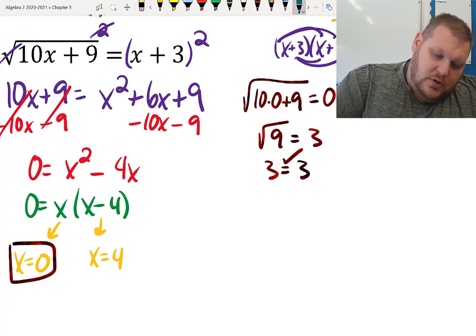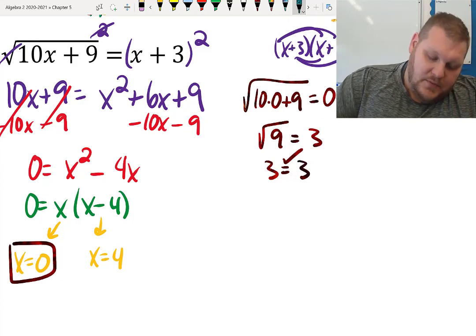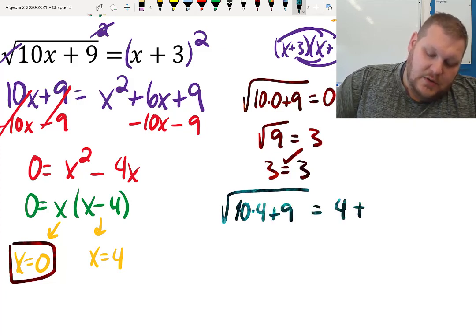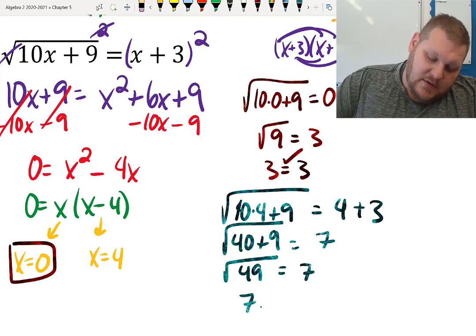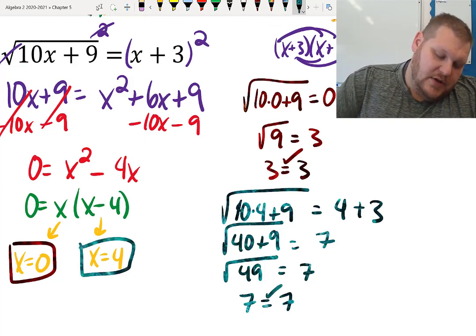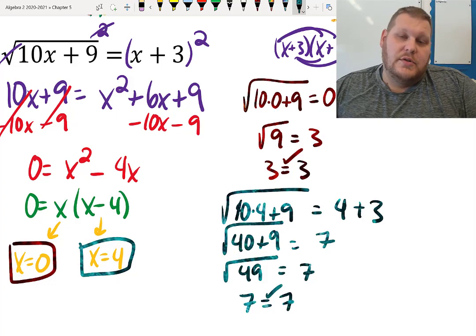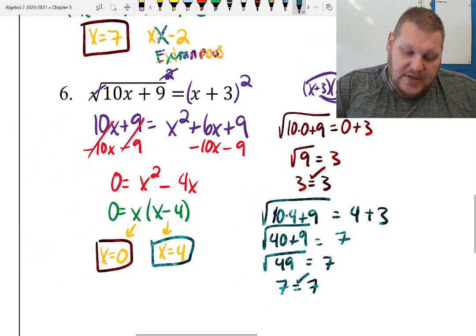Let's do ocean. If we do that with 4, the square root of 10 times 4 plus 9 is supposed to be equal to 4 plus 3, which 4 times 10 is 40. Plus 9 is 49. Square root of 49 is 7. So both of these check out. We don't have an extraneous here. It's not required if we have 2 solutions. You might have both of them work like we see here with number 6.